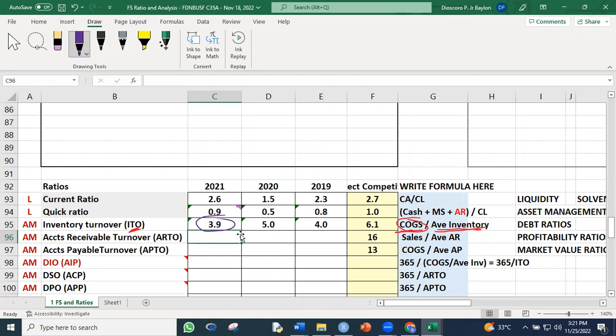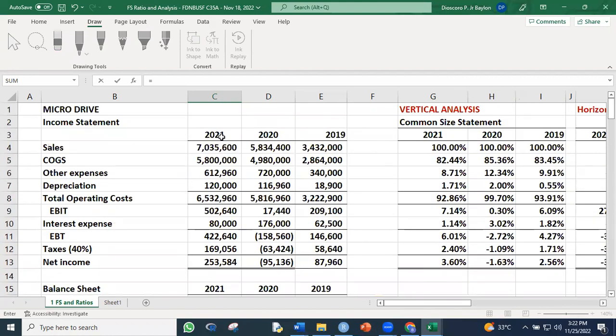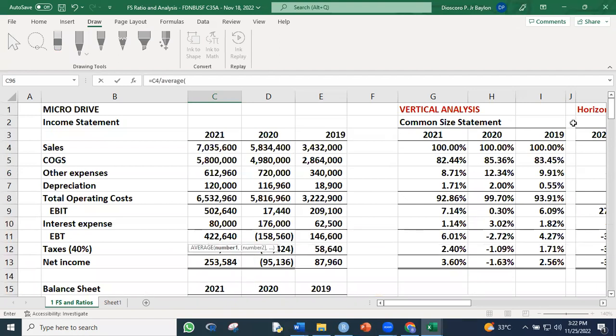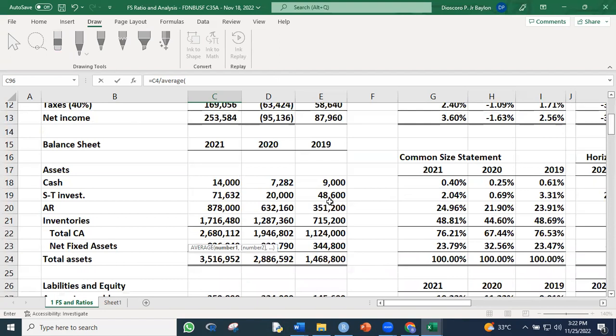Okay, ARTO is accounts receivable turnover. It uses the average AR, because our sales is for the whole year. The balance sheet only shows a specific point in time. So in order to make it a little bit more comparable, we get the average AR instead. This gives us your sales for 2021 divided by the average accounts receivable.